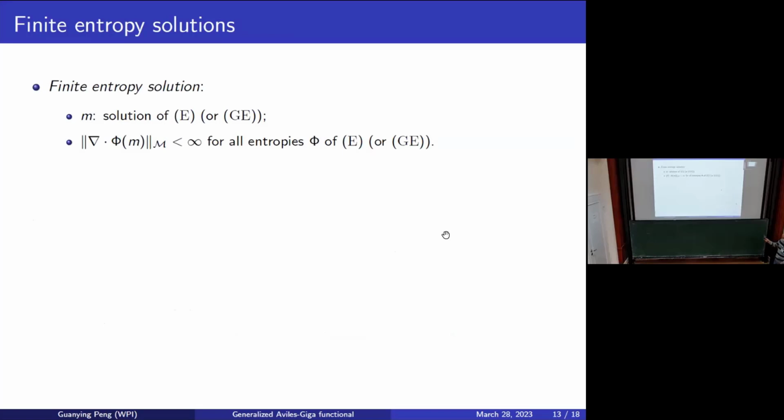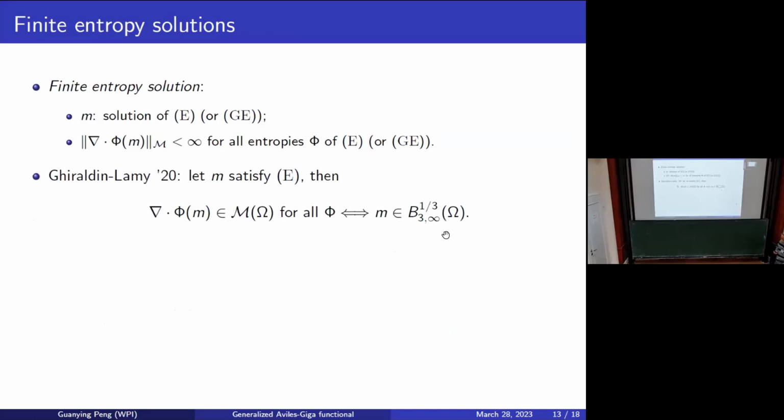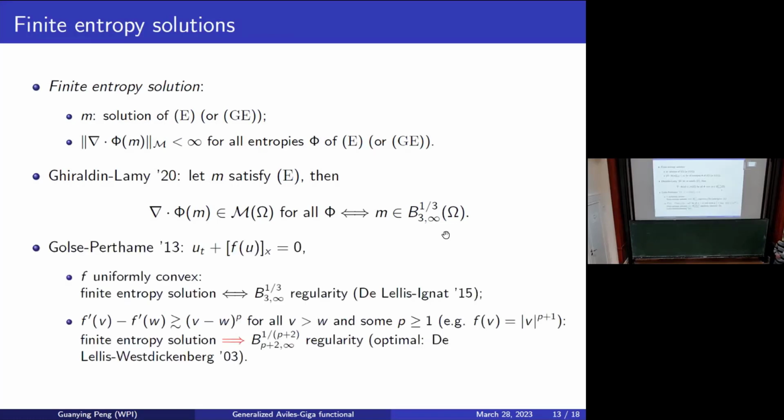So for the Eikonal equation or generalized Eikonal equation, finite entropy solutions are solutions so that all entropy productions are finite Radon measures. So in the classical case, it was proved by Golse and Perthame that finite entropy solutions for the classical Eikonal equation can be characterized by this fractional Besov regularity with an index 1/3. This same fractional Besov regularity can also be used to characterize finite entropy solutions for a large class of scalar conservation laws.